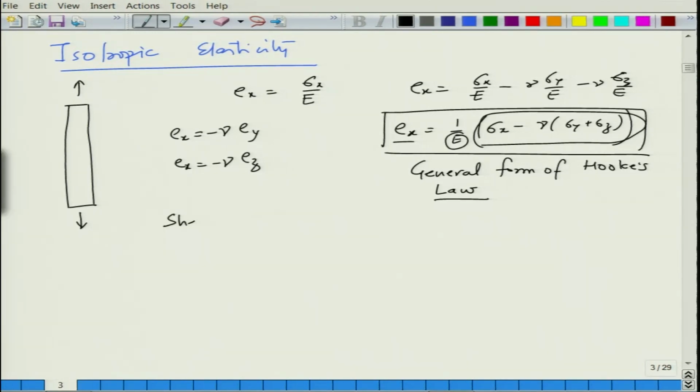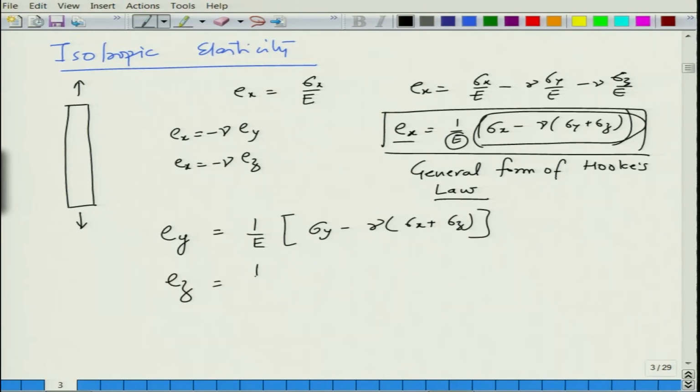One can also get corresponding shear strains. Let us do them a little later. We have an expression for epsilon x. The expression for epsilon y will be similar: 1 over E sigma y minus nu into sigma x plus sigma z, and epsilon z will be equal to 1 over E sigma z minus nu into sigma x plus sigma y. These are the corresponding equations for strains along x, y and z directions in the form of overall stress divided by modulus.